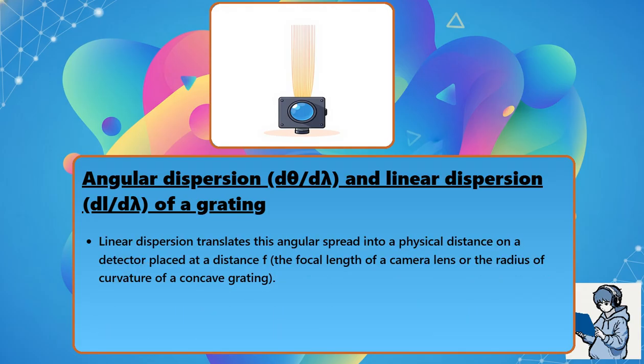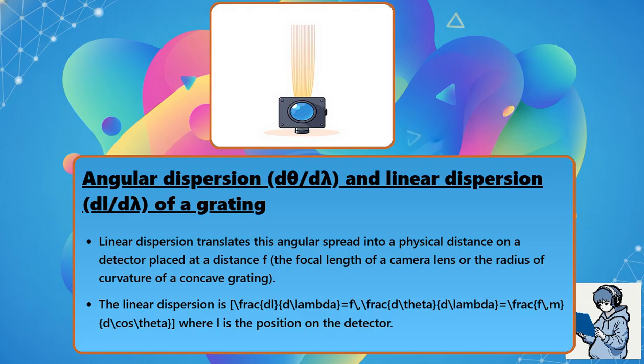Linear dispersion translates this angular spread into a physical distance on a detector placed at a distance f, the focal length of a camera lens, or the radius of curvature of a concave grating. The linear dispersion is dl over d lambda equals f times d theta over d lambda equals f m over d cos theta, where l is the position on the detector.